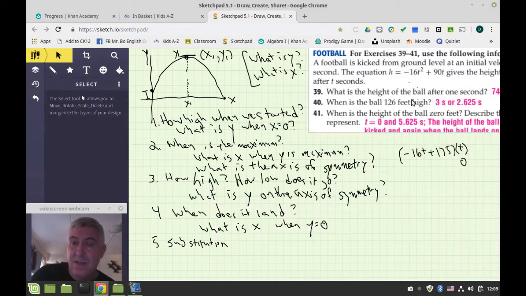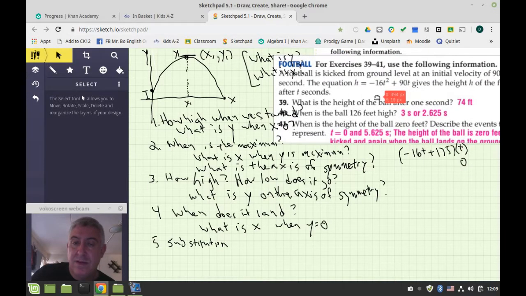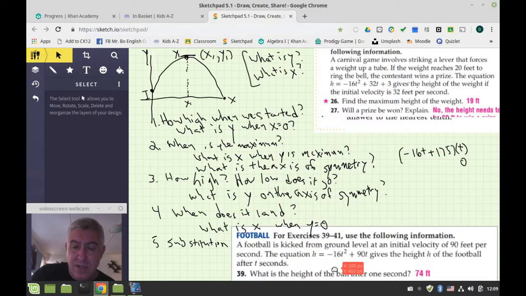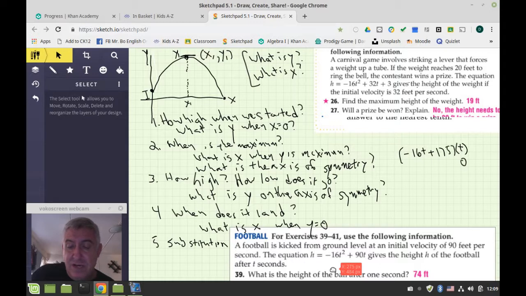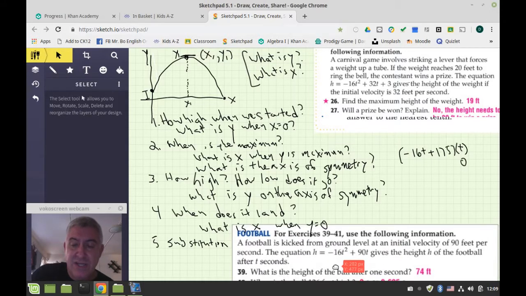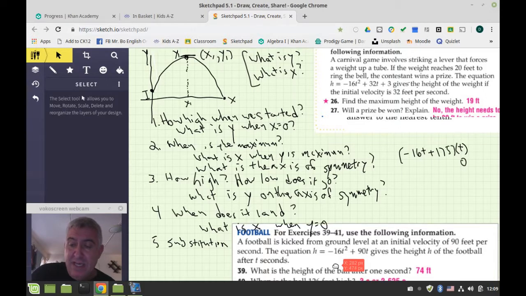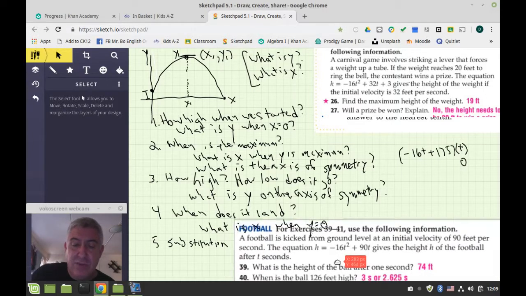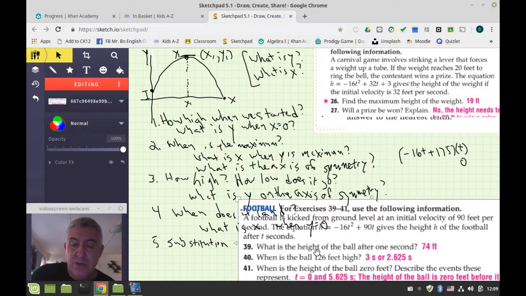Next: a football is kicked from ground level at an initial velocity of 90 feet per second. The equation gives the height h of the football, and we've got 3 questions. What is the height of the ball after 1 second? That's number 5, substitution. So we use t equals 1, and we find the height.